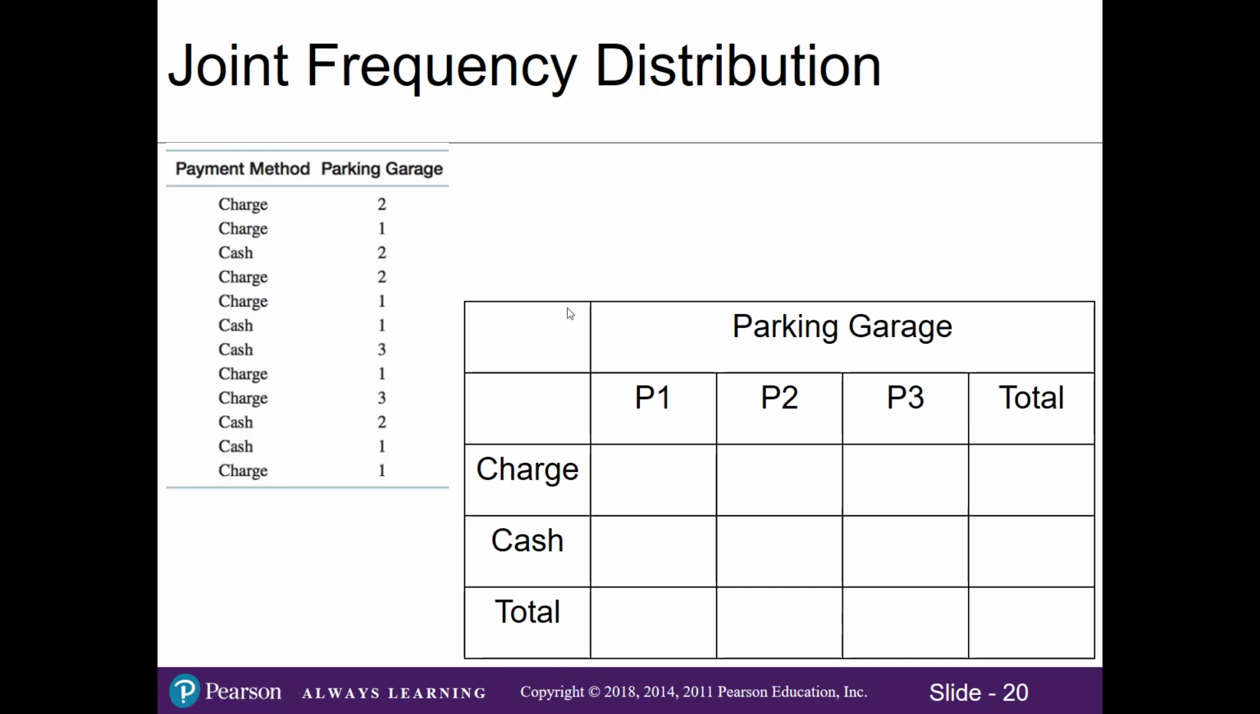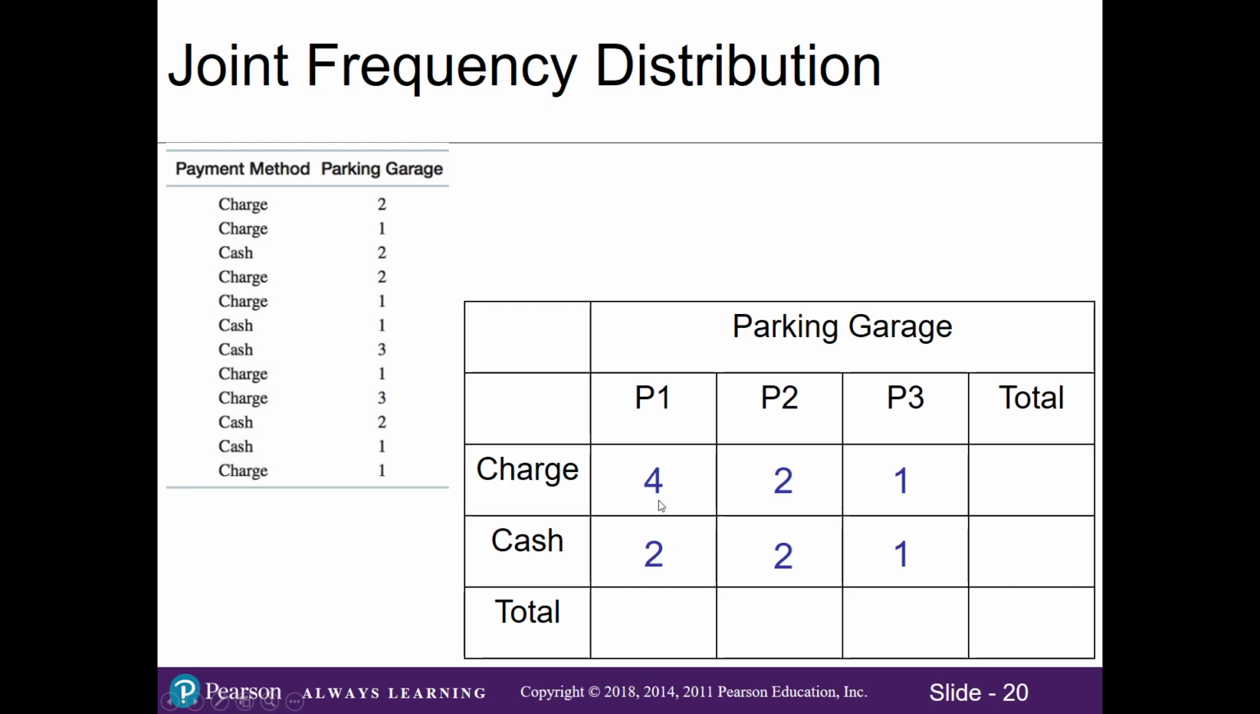So I'm going to count how many people in parking garage 1 charged their credit cards. We can see we've got 1, 2, 3, 4 people that parked in parking garage 1 and charged it. Then we'll take a look at how many people in parking garage 1 paid with cash. We'll look through until we see 1, 2. And then let's go ahead and look at parking garage 2. How many people charged? 1, 2. And how many people paid with cash? 2. And then we'll do the same for parking garage 3. We have 1 cash and 1 charge.